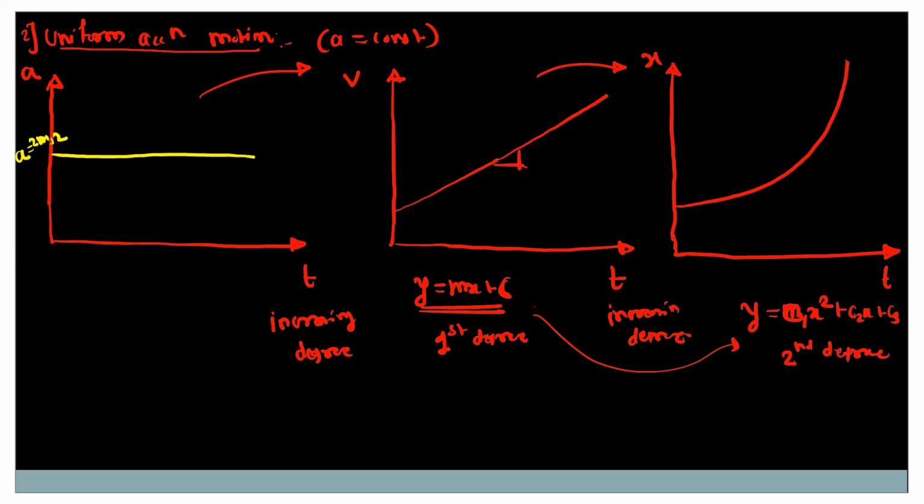Okay, so therefore if the acceleration is constant, then the velocity time graph will be a first degree curve. That will be a straight line, having a positive slope if acceleration is positive. Okay, from the velocity time, if you want to find the position time, then the position time will be a second degree curve. So basically we are increasing the degree of the polynomial by integration. Okay, so this is the uniform acceleration motion.